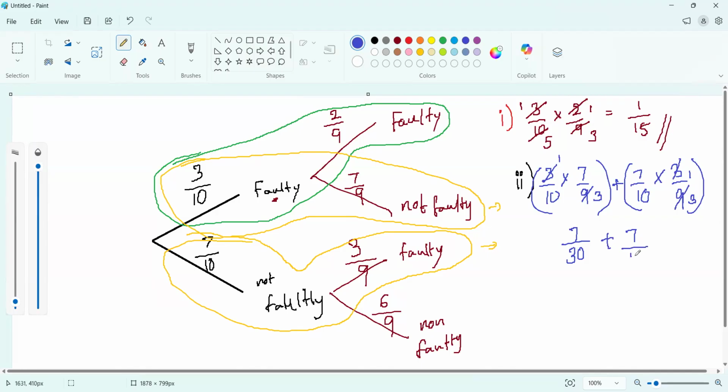7 into 1, 7. 30 over 7. So 7 plus 7, 14 over 30. If you want to cancel by 2, 7 over 15. Clear?